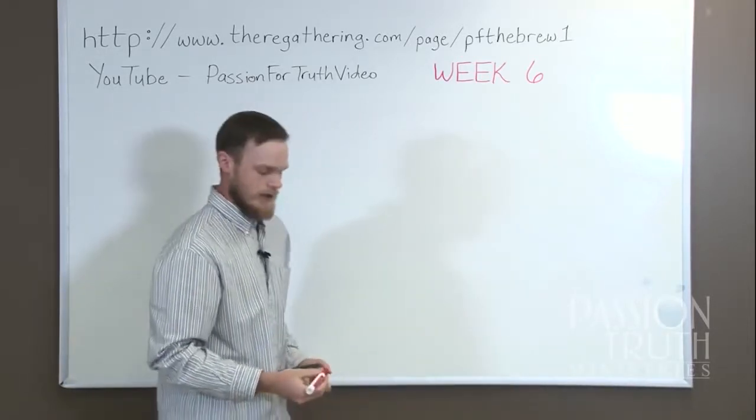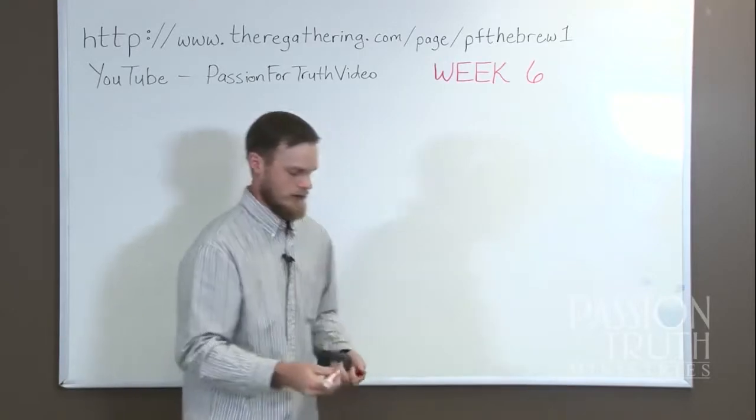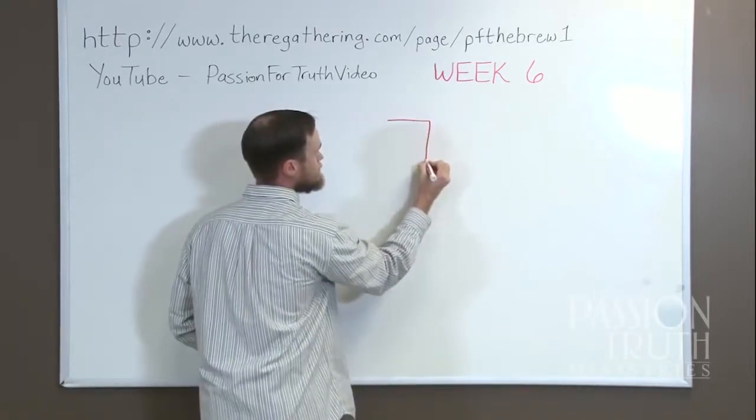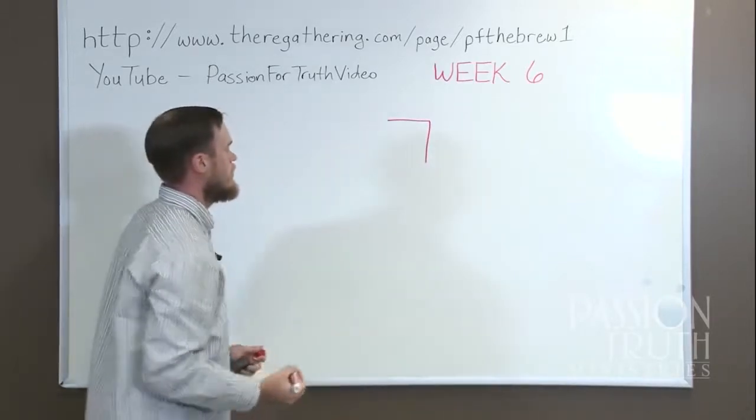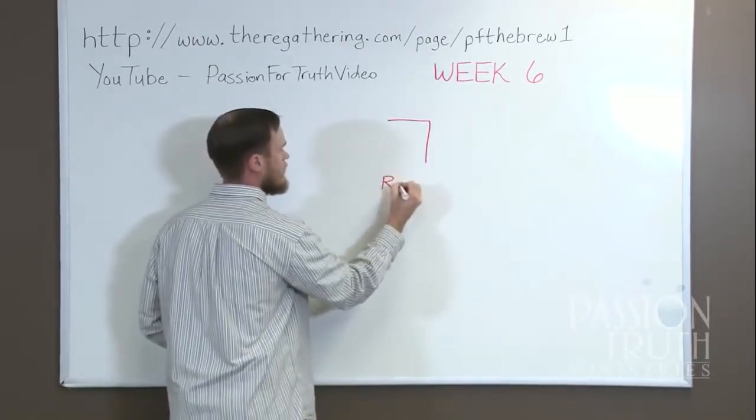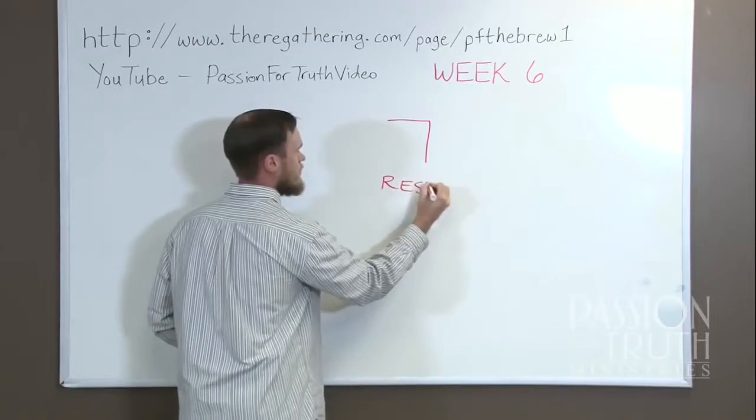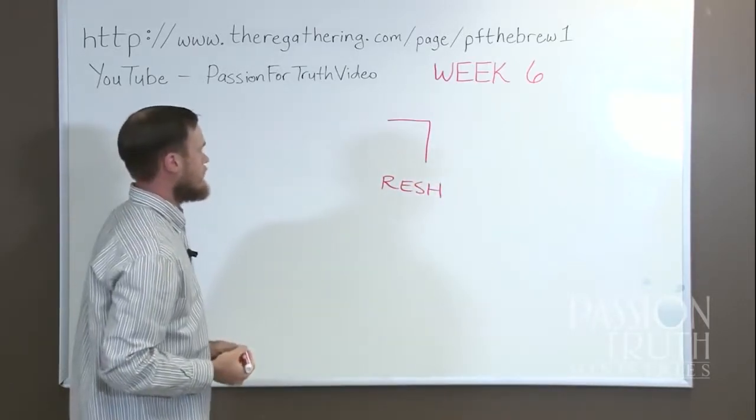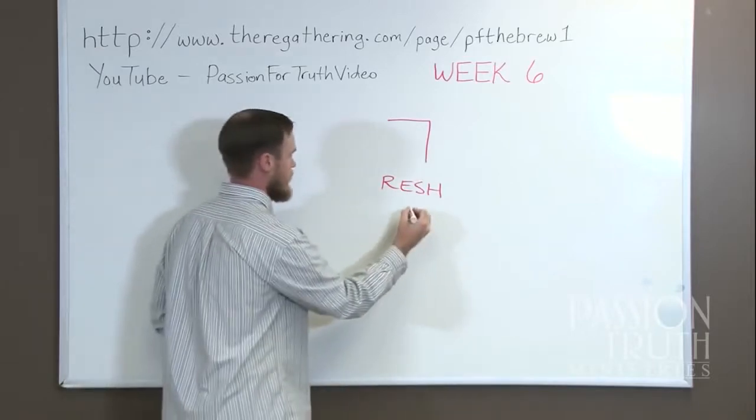Okay, so that's the tzadi and the kuf. Our next letter is the resh. And the resh makes the sound of the letter R.